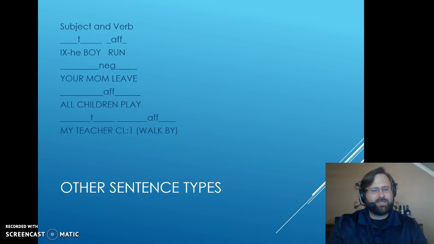And then finally a sentence where you have a subject and a verb. Remember, what's written here as classifier 1 is a depicting verb, so it's 1, and we have the parentheses which shows us walk by. So my teacher walked by, and here the teacher is set apart as a topic.